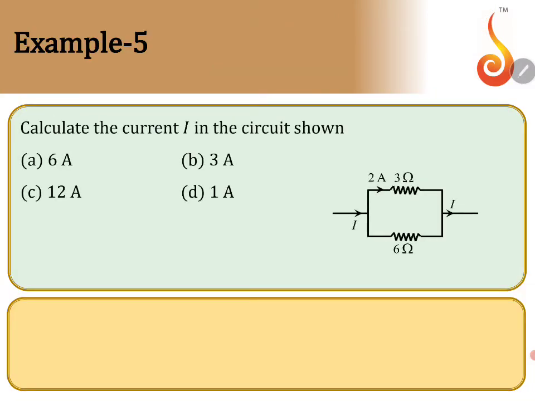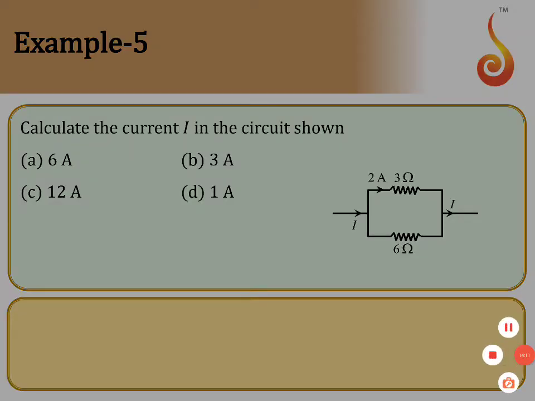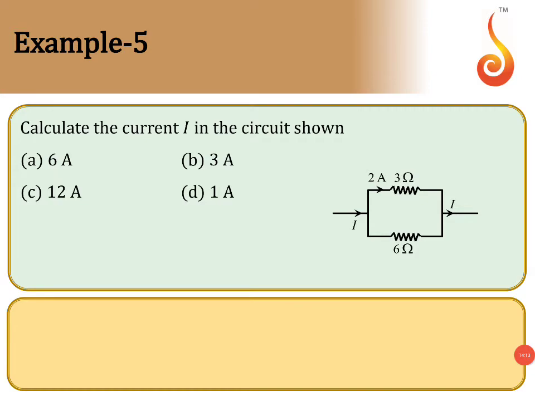Let us see the next question here. Calculate the current I in the circuit. Observe here, they have given 2 amps of current is flowing through this.